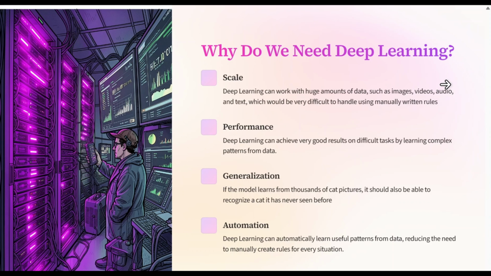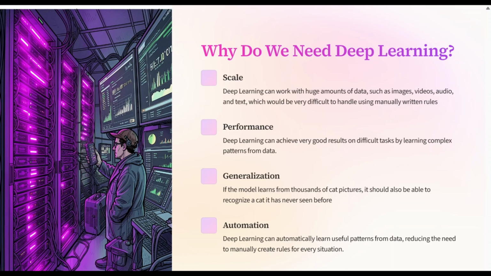Why do we need deep learning? We already have traditional machine learning, but why do we need deep learning? The first thing is scale. Today, we generate enormous amounts of data, such as images, audio, videos, text and many other types of information. Writing rules manually for such massive, complex data is extremely difficult. The second thing is performance. Deep learning can learn very complex patterns and achieve excellent results on difficult tasks.